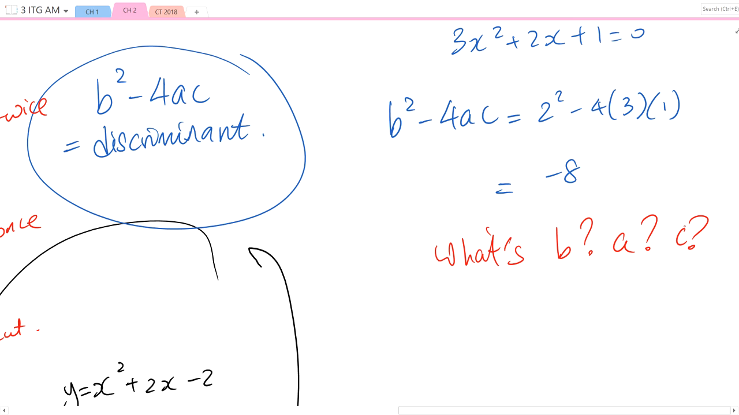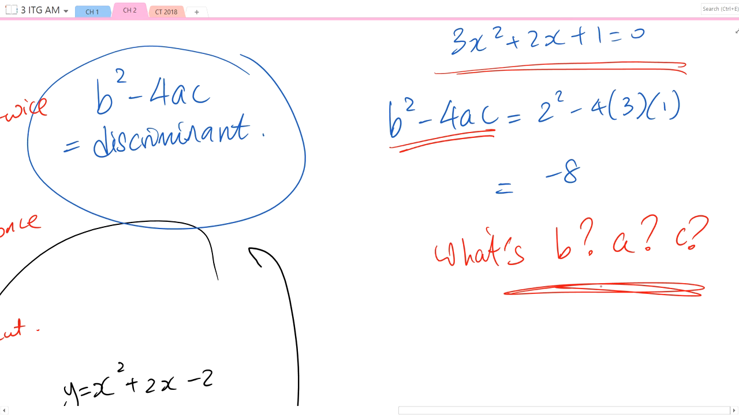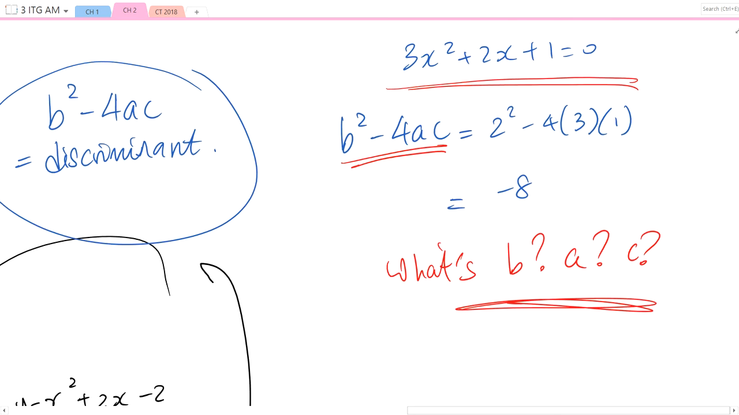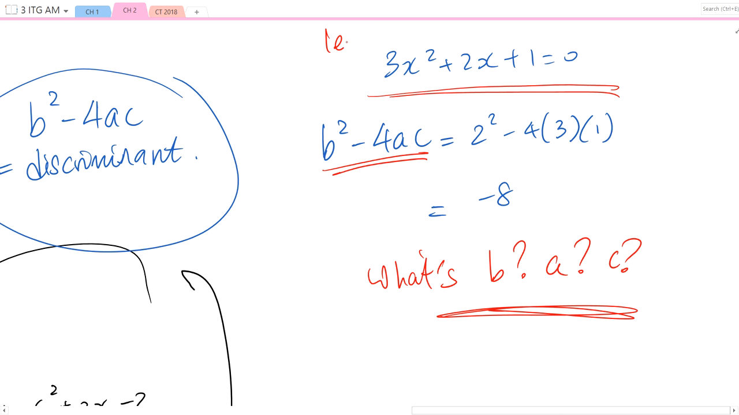Is it a valid question? If the question states 3x squared plus 2x plus 1 equals 0, and there you go writing b squared minus 4ac equals blah blah blah, I will be wondering what is a, b, and c. So what are we supposed to do? Well, you can let a equal whatever, b equals 2, and c equals 1.